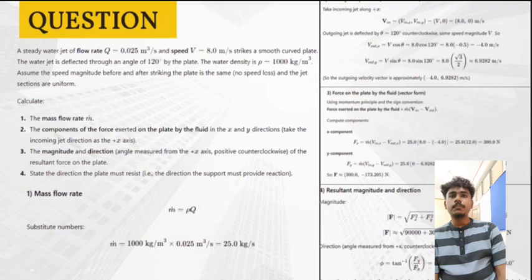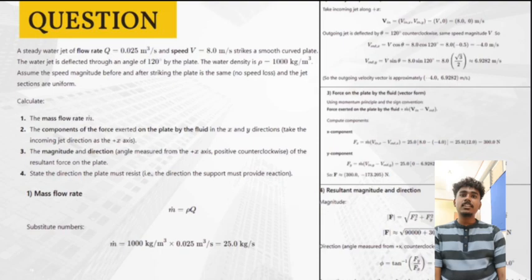The resultant force magnitude is the square root of the sum of the squares of the components. Square root of negative 225 squared plus 129.9 squared, which equals approximately 260 newtons. The direction of the resultant force is the arctangent of vertical over horizontal force. Arctangent of 129.9 divided by negative 225 equals negative 30 degrees. This means the force acts 30 degrees above the horizontal in the opposite direction of the jet. Therefore, the reaction force on the curved plate is approximately 260 newtons.